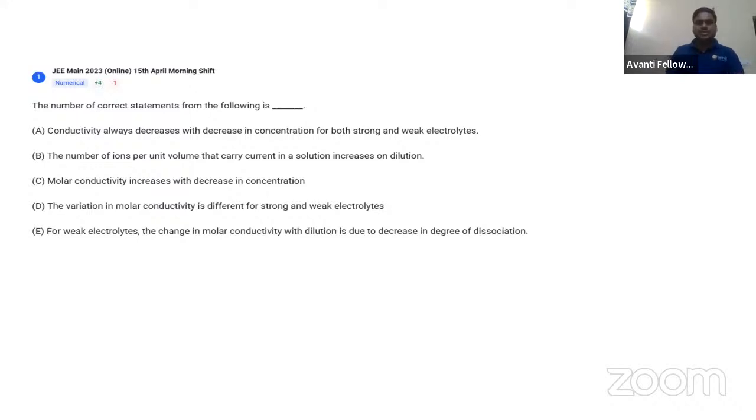So this is again an important question. The number of correct statements from the following: conductivity always decreases with the decrease in concentration for both strong and weak electrolytes. The number of ions per unit volume that carry current in the solution increases on dilution. Molar conductivity increases with decrease in concentration, and the variation of molar conductivity is different for strong and weak electrolytes. And for a weak electrolyte, the change in molar conductivity with dilution is due to the decrease in degree of dissociation. So you have to select the number of correct statements out of this.